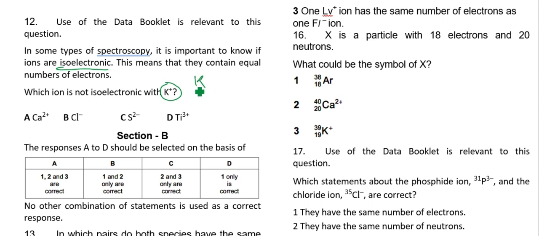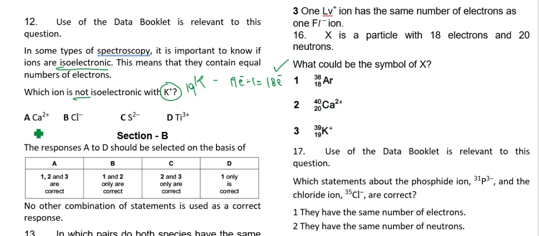The atomic number of potassium is 19, and it has how many electrons? It has 19 electrons. But with one positive charge, it means one electron is lost. So now we have 18 electrons. We have to figure out which one is not isoelectronic, meaning which one doesn't contain 18 electrons.